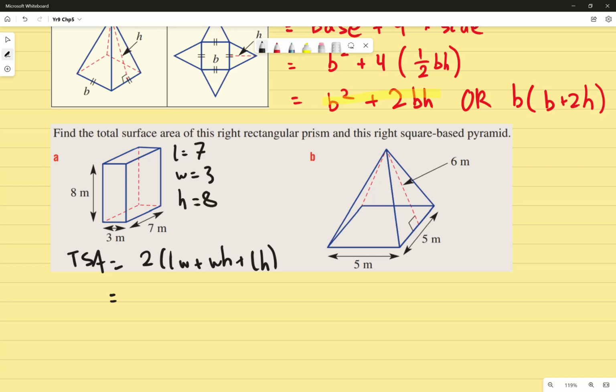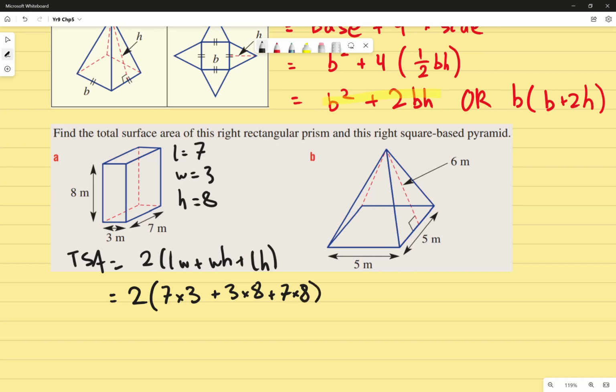Here's the thing. Doesn't matter if my length is 3 and my width is 7. It won't change my answer, will it? So therefore, it doesn't matter which one I use. So let's say, for example, L is 7, W is 3, and H is 8. Putting those numbers in, I get 2 bracket L times W, which is 7 times 3, plus W times H, which is 3 times 8, plus L times H, which is 7 times 8.